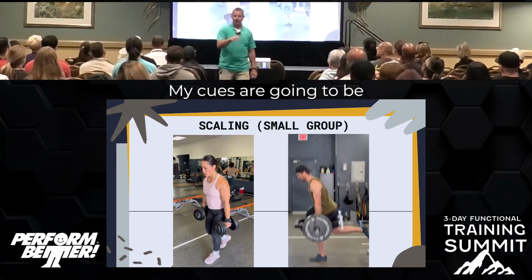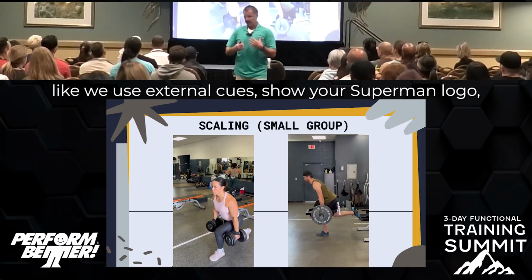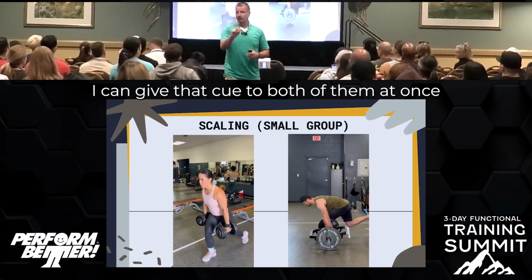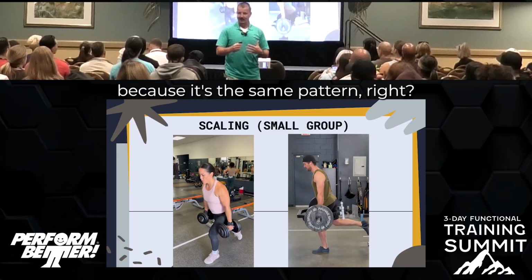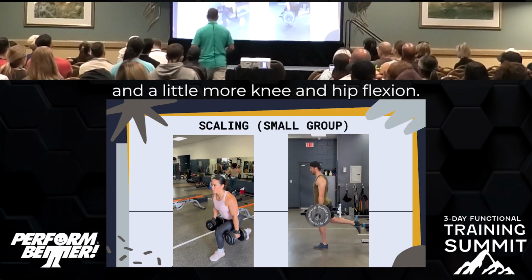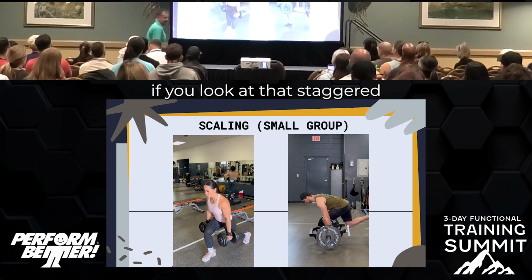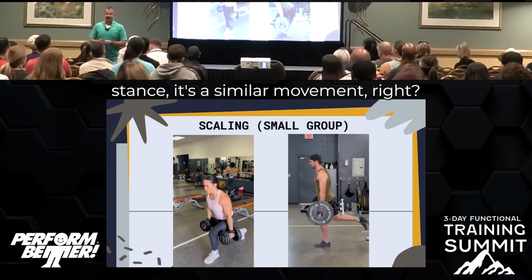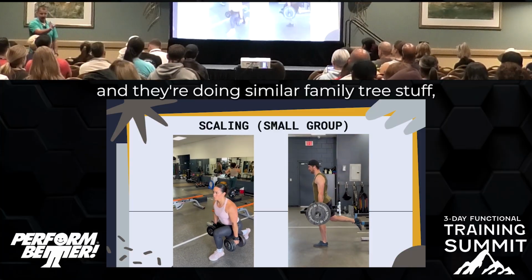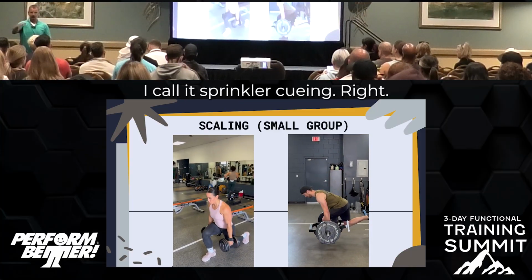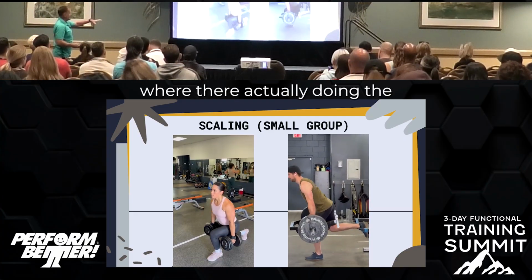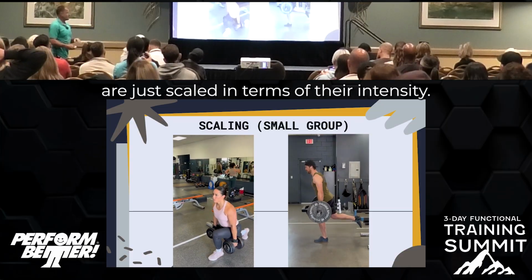These are the same. My cues are going to be, like we use external cues, show your Superman logo, which is like chest up, right? I can give that cue to both of them at once because it's the same pattern. Casey has a little more hinge with that pattern and a little more knee and hip flexion. But if you look at that staggered stance, it's a similar movement. That becomes easy to coach. If you can dial that in and they're doing similar family tree stuff, you can give a global cue. We call that sprinkler cueing. So there's a small group where they're actually doing very similar movements. They're just scaled in terms of their intensity.